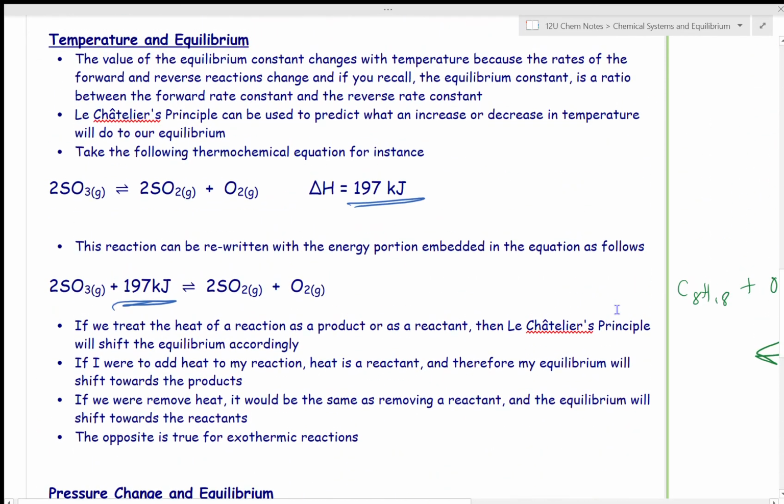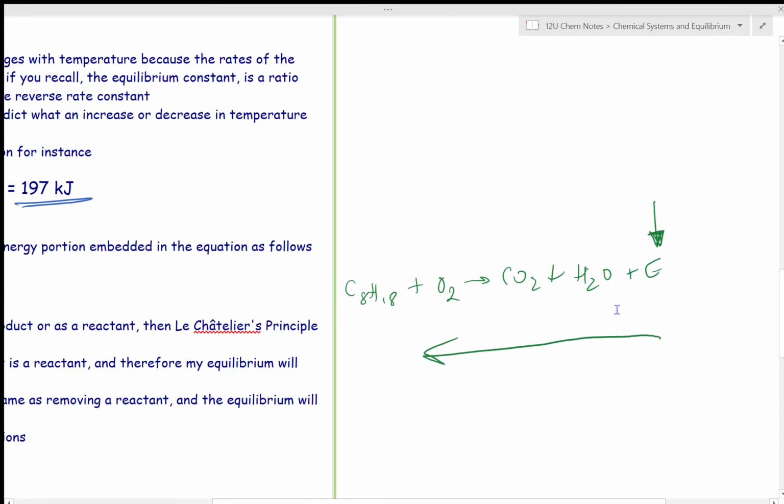What about temperature and equilibrium? Here I have an equation. This equation is really interesting. Most of you probably use this equation every day, but you don't realize you're using it. This chemical here, C8H18, is octane. It's what we put in our cars. And you know that our cars are internal combustion engines. So if I take C8H18 and I burn it in oxygen, I produce carbon dioxide, water, and I produce energy.